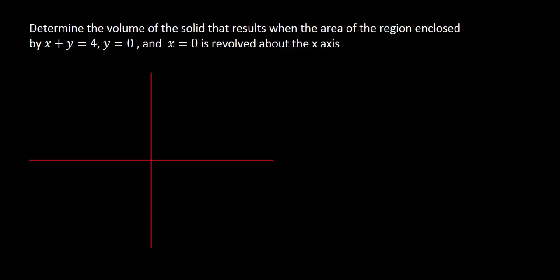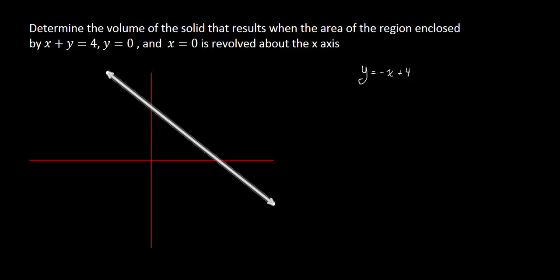So the first thing that I like to do with any volumes question is to start drawing it out. Notice here we have x plus y is equal to 4. This is a line. It's y is equal to negative x plus 4. So this is a linear line, and it looks something like this.